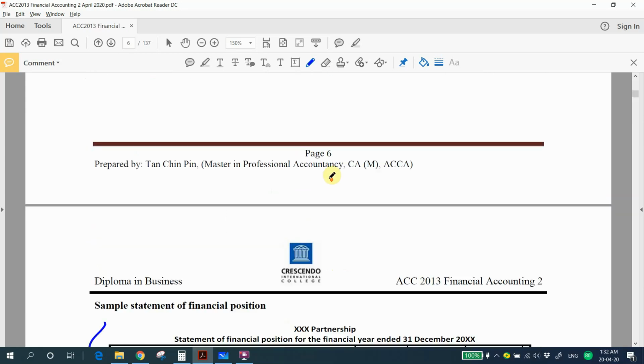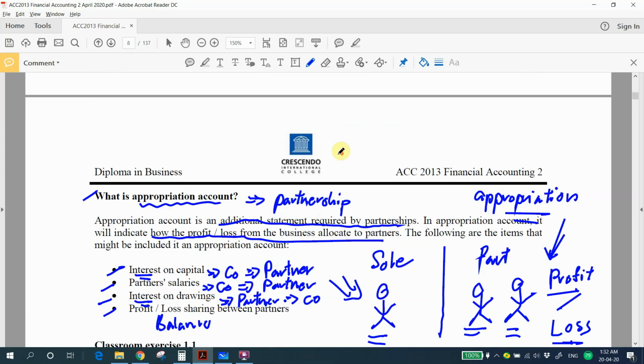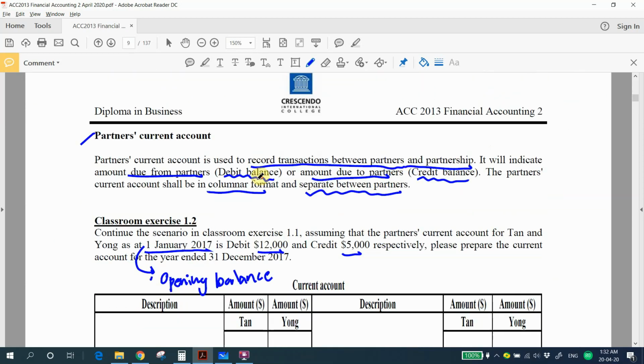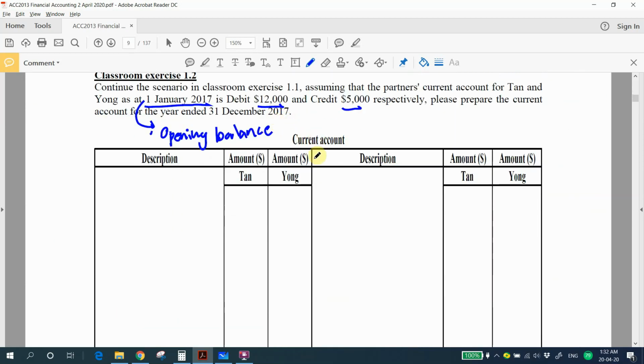So let's go back to exercise 1.2. First of all, we record the opening balances: debit for Tan 12,000, so we write balance b/d. And for Yong it is a credit 5,000.